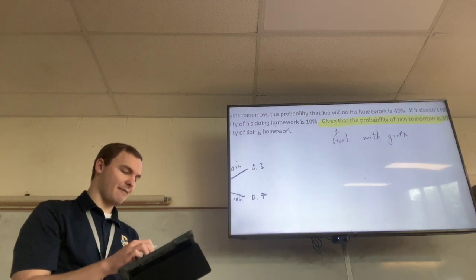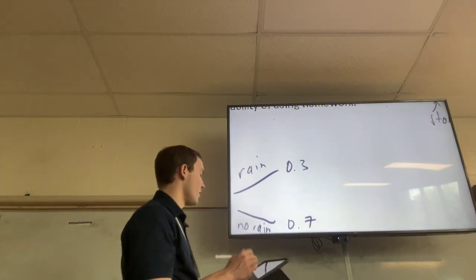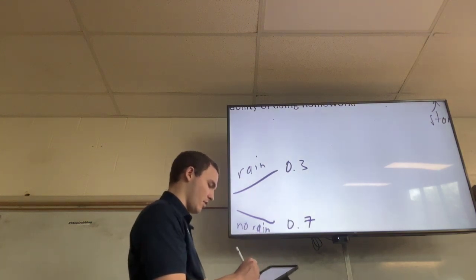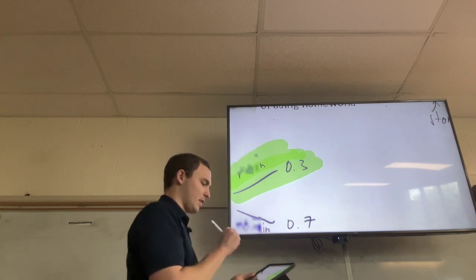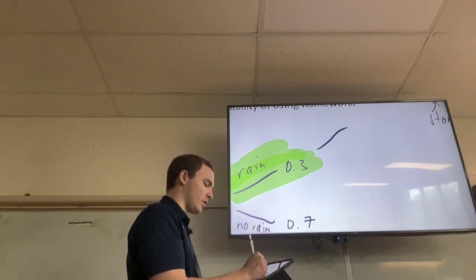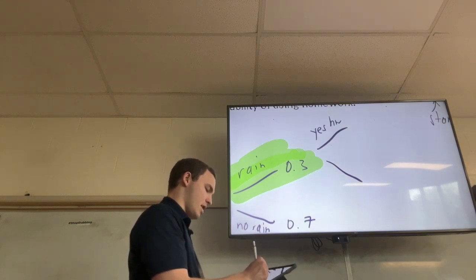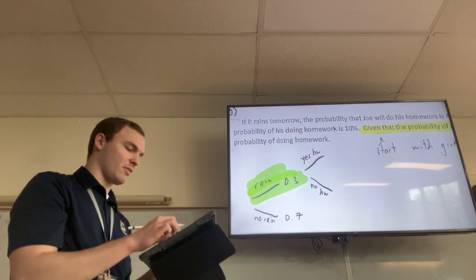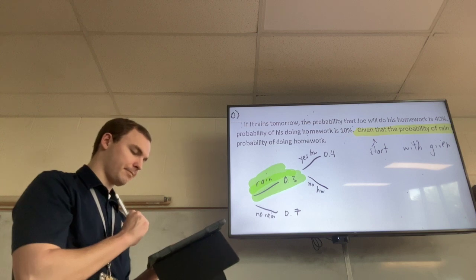Okay, you start with that. Now if it rains, let's go here on the rain side of things. I'm going to start color coding this, on the green side, on the rain side. If it rains, the grass will be green. If it rains, what's the probability? Joe either does his homework or no homework. If it rains, what's the probability that he does his homework? 0.4.